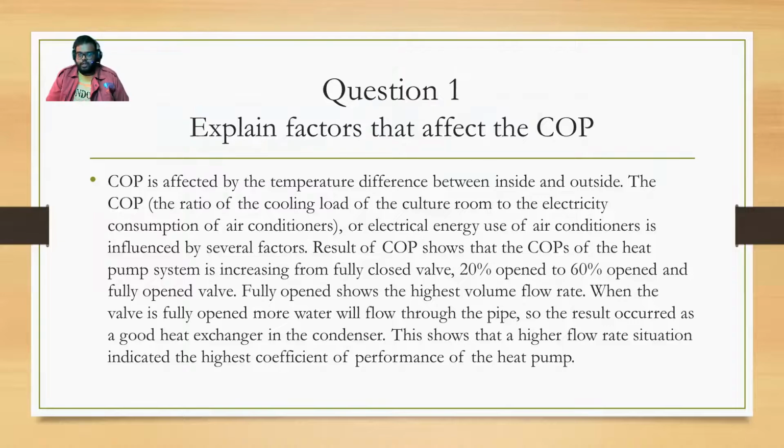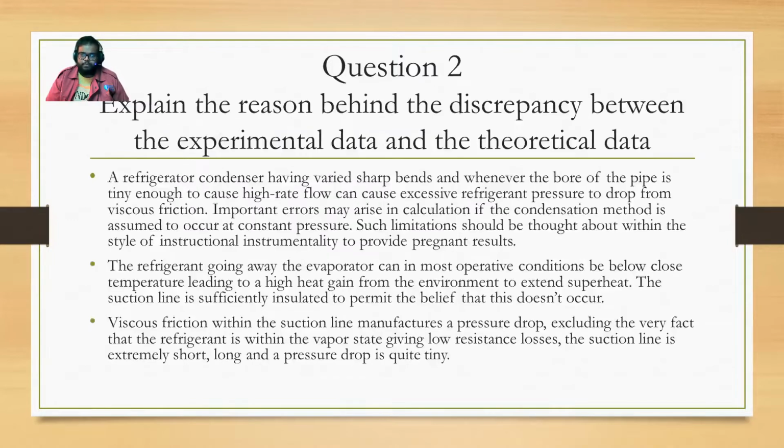The result of COP shows that the COP of the heat pump system increases from fully closed valve to 20% open, to 60% and fully open valve. Fully open shows the highest volume flow rate. When the valve is fully open or more open, more water will flow through the pipe. So the result occurs as a good heat exchange in the condenser. This shows that a higher flow rate indicated the highest coefficient of performance of the heat pump.